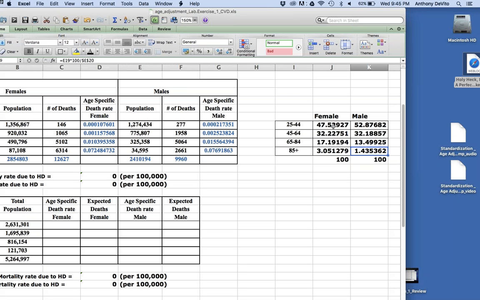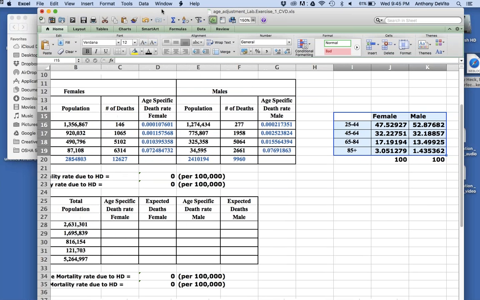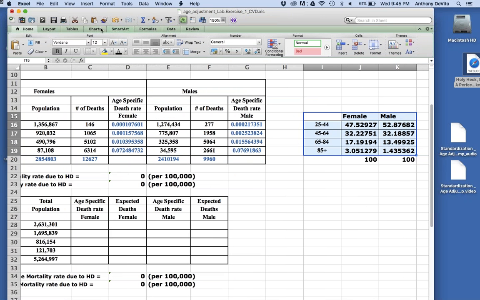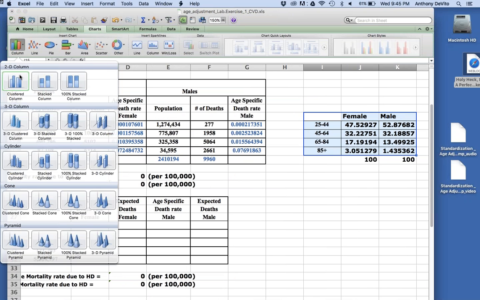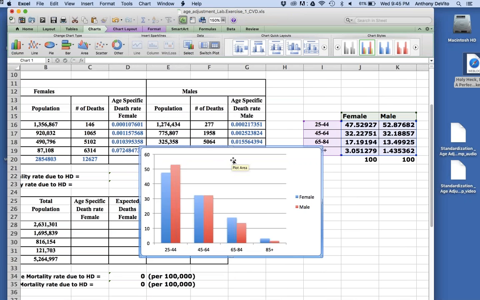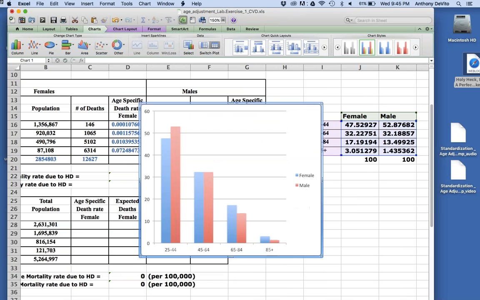Okay, so we can see that the female distribution of population is weighted towards an older population. And since we're looking at a disease that affects older people more than younger people, it's affecting our understanding of the rate of cardiovascular disease in those two populations. I'm going to make this a little bit clearer by highlighting this. I'm going to go over to charts. I'm going to pick column charts. And I'm going to generate a chart out of this that compares the two populations.